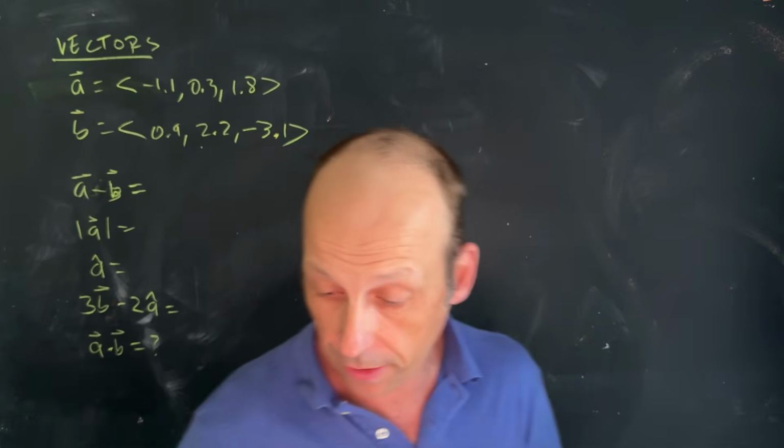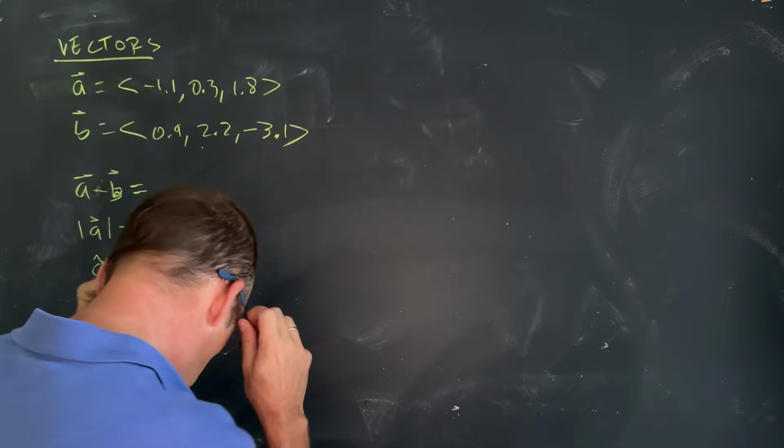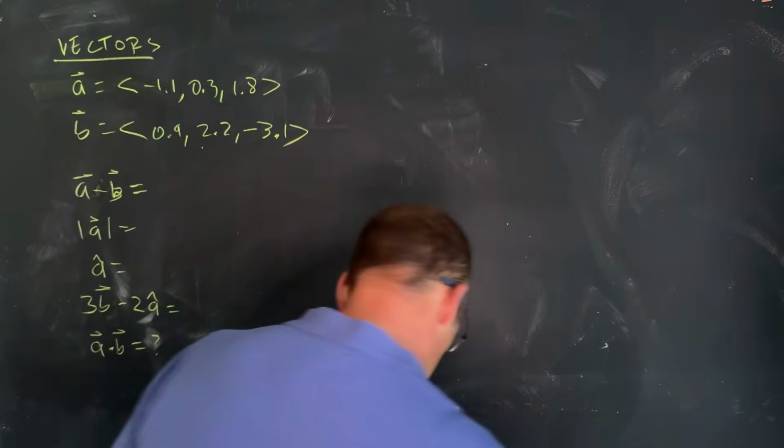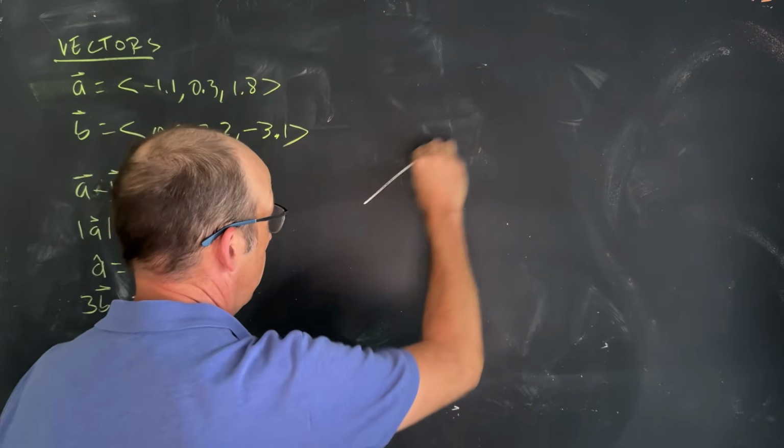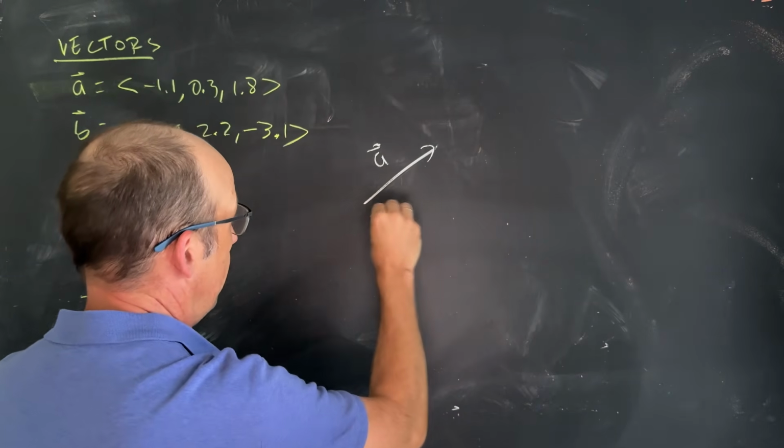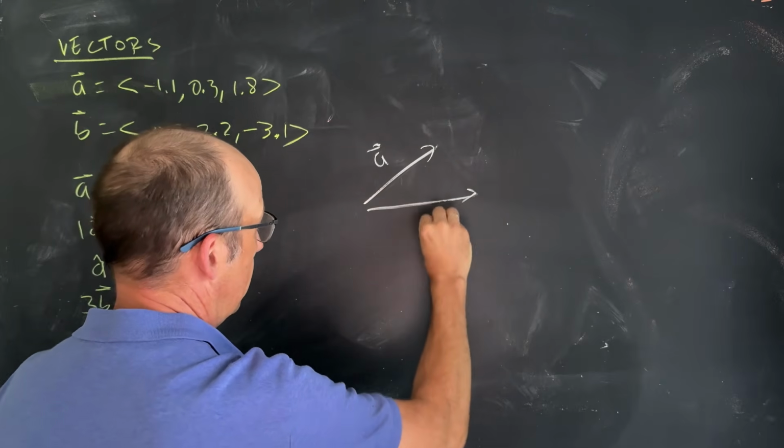So if I'm right here on the board, okay, which I am on the board, and I lost my chalk. I don't have white. Well, I got this piece. So suppose I have a vector a, and then I have a vector b.